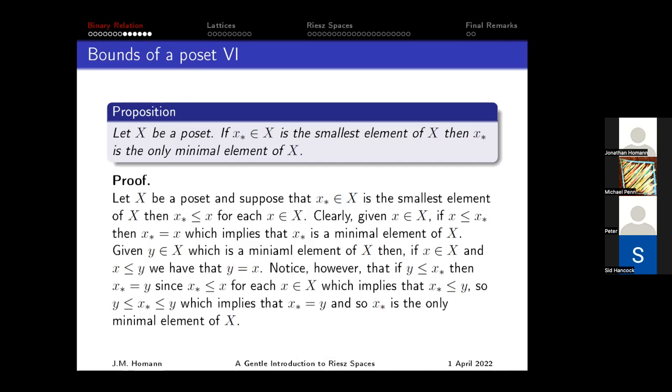Now we want to show that the smallest element is the unique minimal element. So given y in X, which is a minimal element of X, if little x is in X and x is dominated by y, we have that y is equal to x by the definition of a minimal element. Notice, however, that if y is dominated by x star, then x star must be equal to y, since x star is the smallest element. And so this implies that x star is the only minimal element of X.